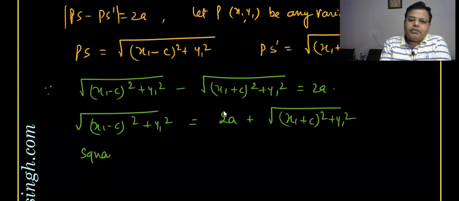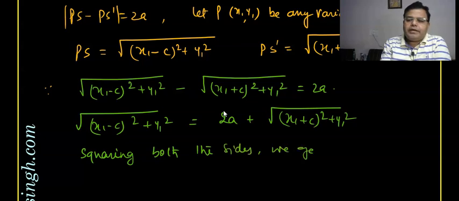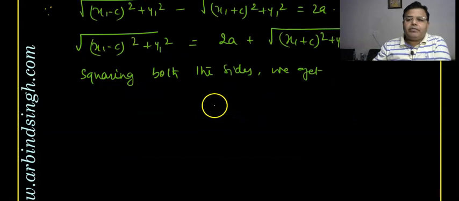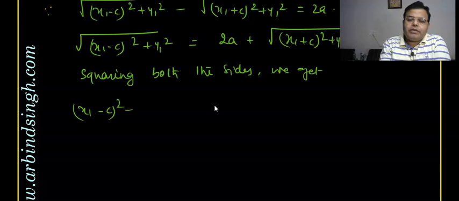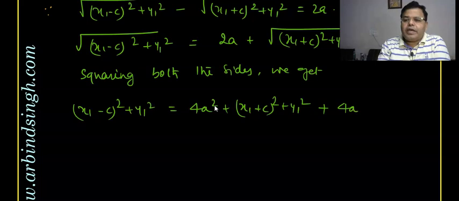Squaring both the sides, what will happen? The square root will be removed. This side will be (x1 minus c) whole square plus y1 square, and this is 4a square plus (x1 plus c) whole square plus y1 square, and plus 4a under root (x1 plus c) whole square plus y1 square, because (a plus b) whole square will be applicable.